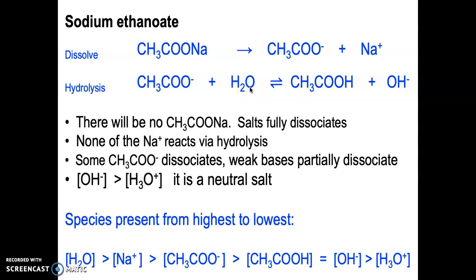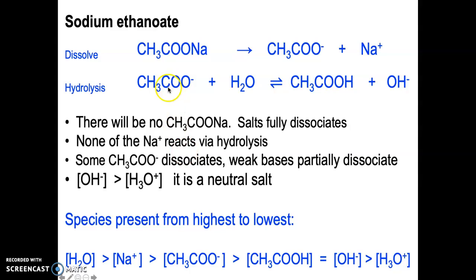When listing the species present, notice that no sodium ethanoate will be present because it fully dissociates. The ion in highest concentration will be sodium. It'll be a fraction higher than the ethanoate because some of those ethanoates further undergo that hydrolysis. So in terms of listing the species present from highest to lowest, after water we put sodium followed by the ethanoate. Now that will only be marginally lower.